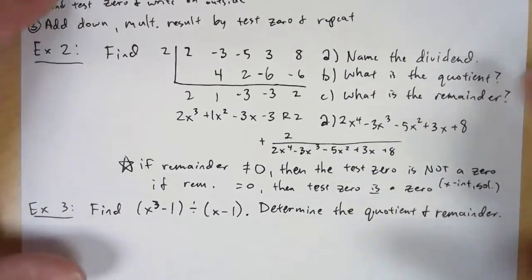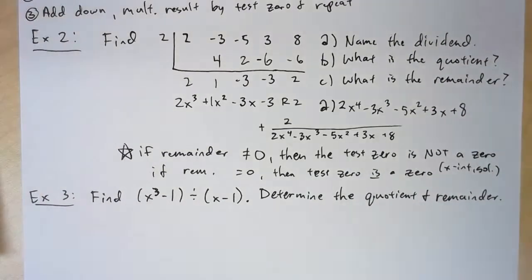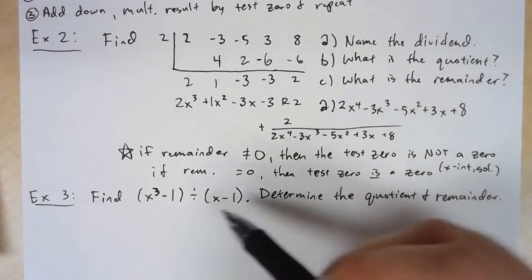Okay, last synthetic division problem. So find x to the third minus 1 divided by x minus 1. Determine the quotient and remainder. So we're given the dividend. Don't have to find that one again. We need to find the quotient after we divide it by this.